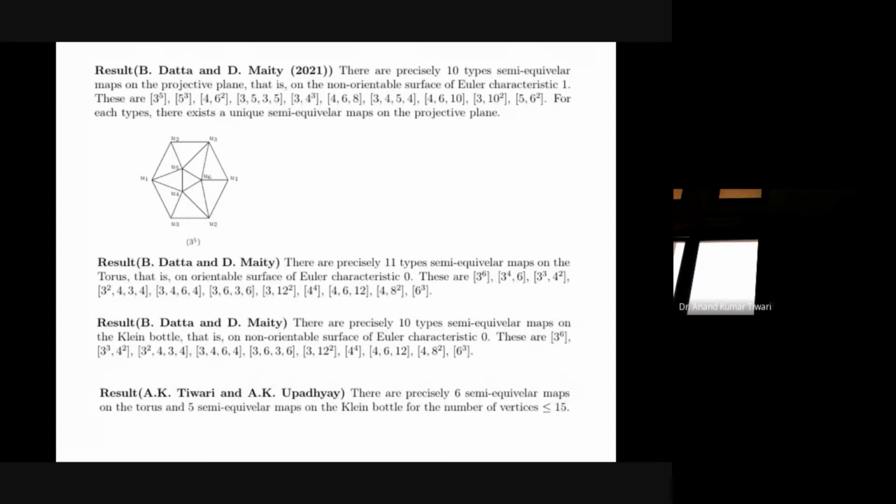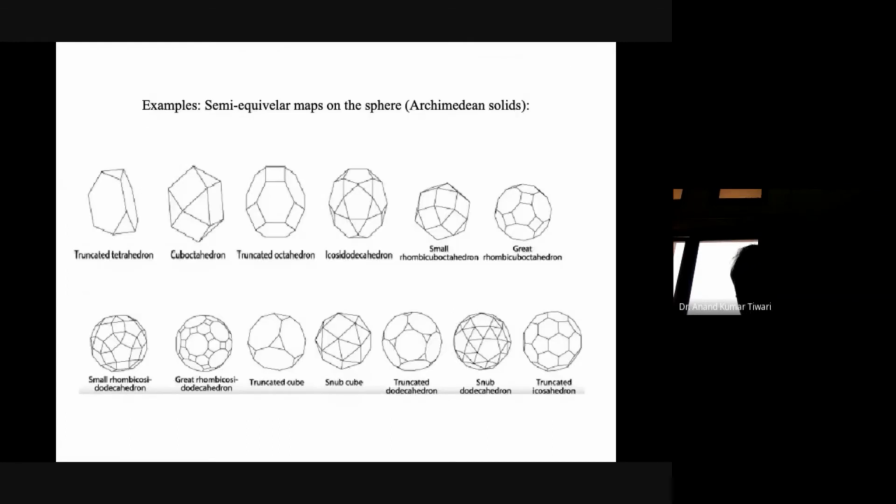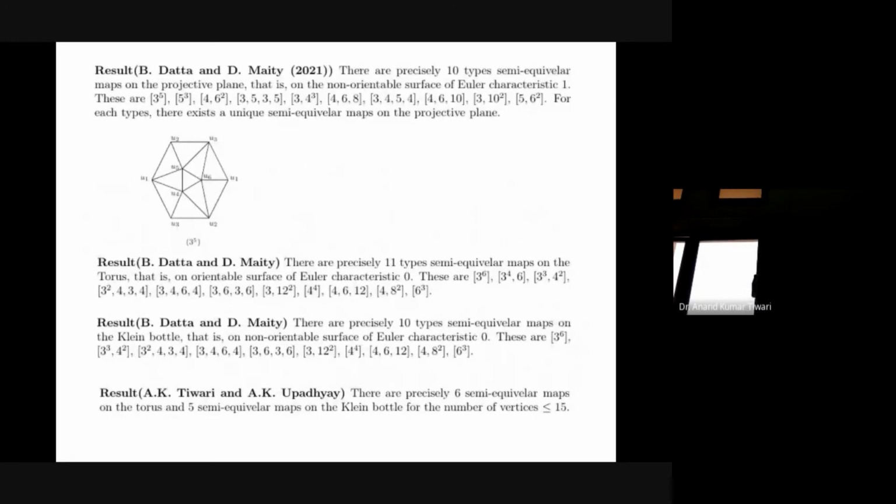These Platonic solids and Archimedean solids are well known from the earlier Greek period. Recently, for semi-equivalent maps on closed surfaces other than the sphere, it has been described by Datta and Maiti that there are exactly 10 types of semi-equivalent maps on the projective plane, that is, the non-orientable surface of Euler characteristic 1. These are the 10 types. One example is given, 3 to the power 5.